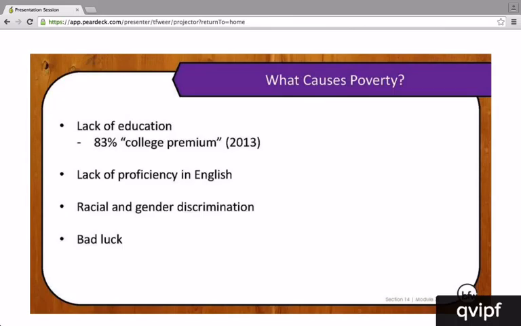We know that there is racial discrimination and gender discrimination, and as much as we've tried to reduce it, it still exists. And that can keep groups of people in lower paying jobs or prevent them from getting good jobs, and that can cause poverty.